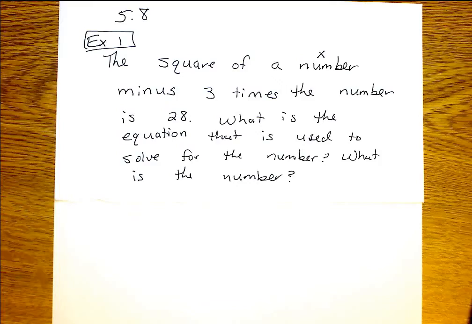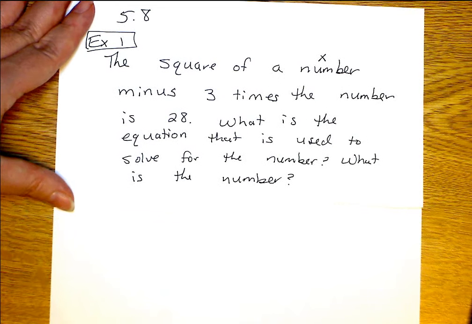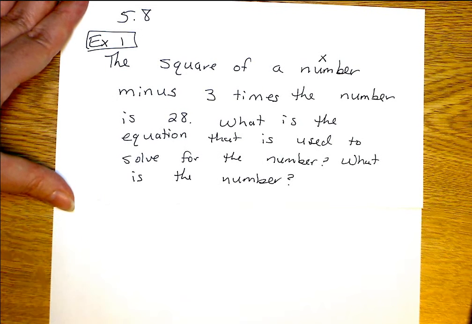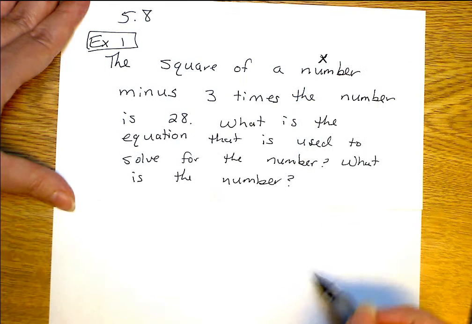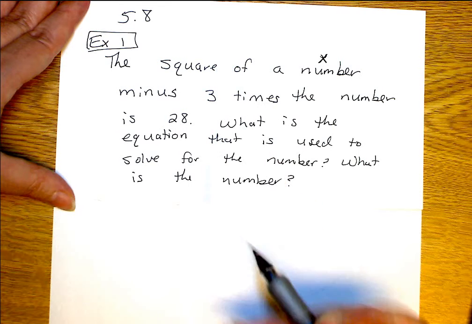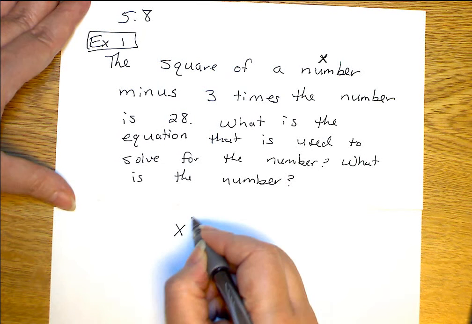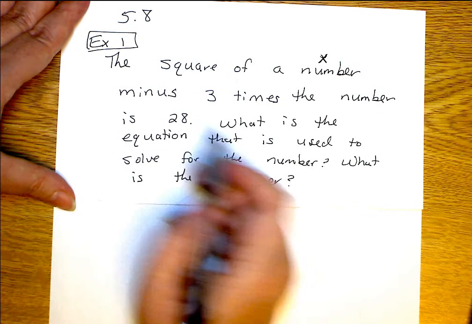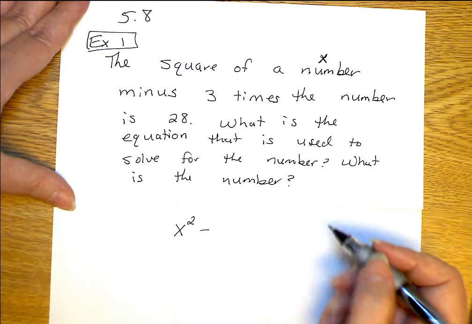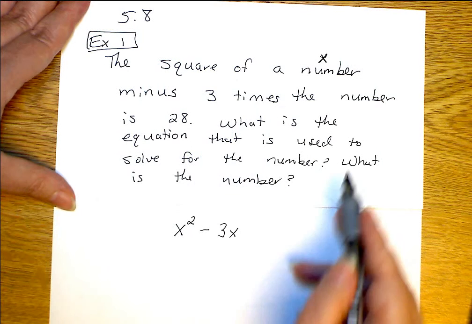Alright, it says the square of a number minus 3 times the number is 28. So the first thing that you would have to do is know that we're going to call the number x. So the square of a number, what does that mean? It means x squared. Minus is your subtraction. 3 times that number would give you your 3x, equals my 28.